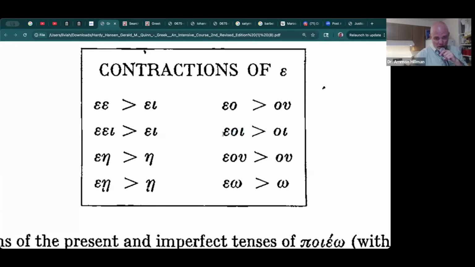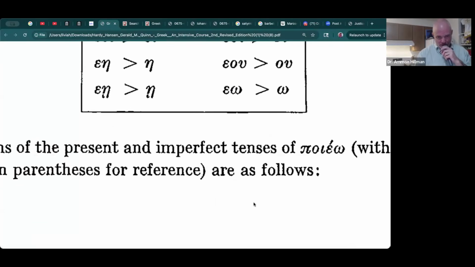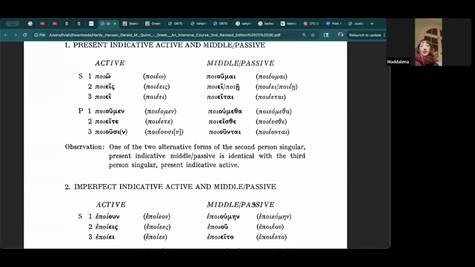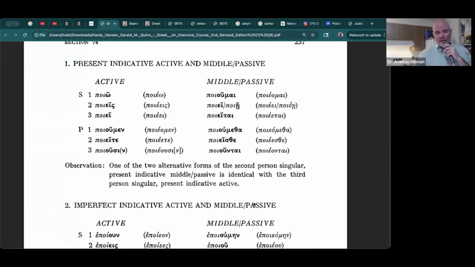Look, they're just swallowing the epsilon. See, the oi just swallowed the epsilon, the oo swallowed the epsilon, the omega just swallowed the epsilon. Boom. Okay, does that all make sense? Yeah, pretty easy to comprehend.